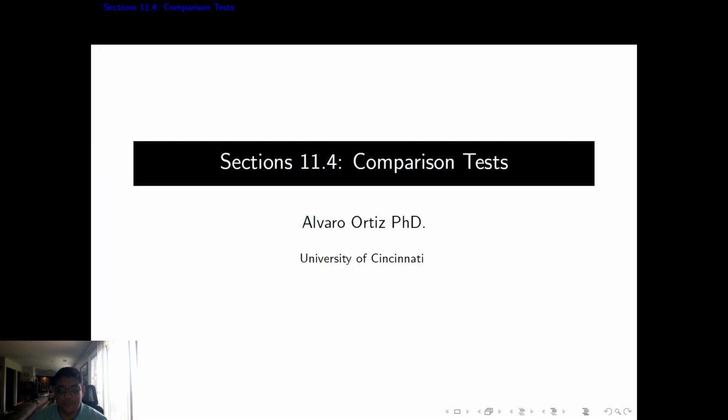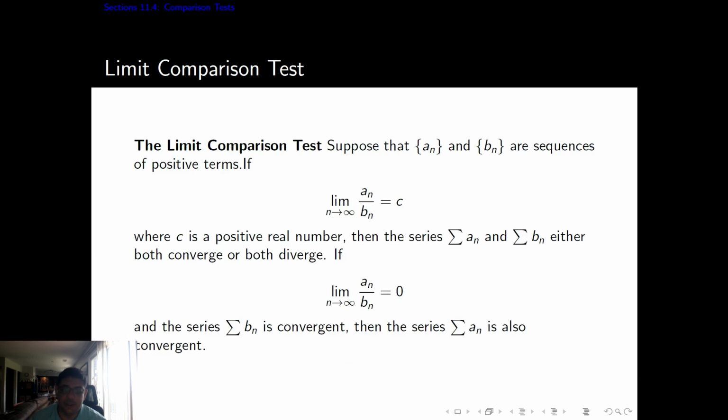Now let's go to the second part of the comparison test, the limit comparison test. The limit comparison test says that if you have two sequences of positive terms, and the limit when n goes to infinity of the ratio of the sequences is a positive number c, then it depends on the situation: both series are either convergent or both series are divergent.